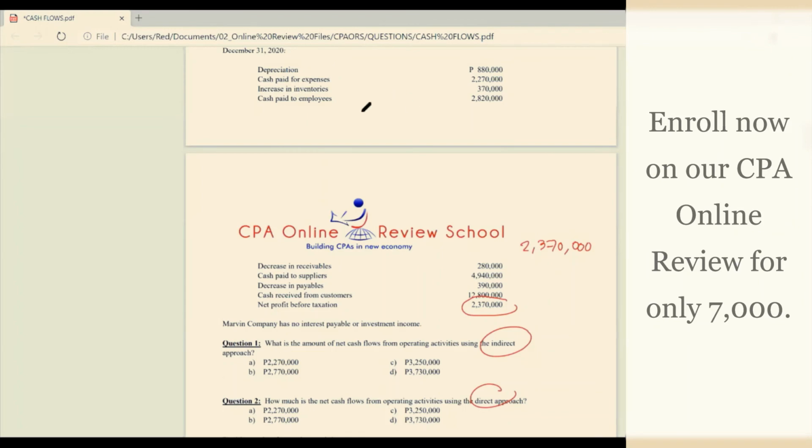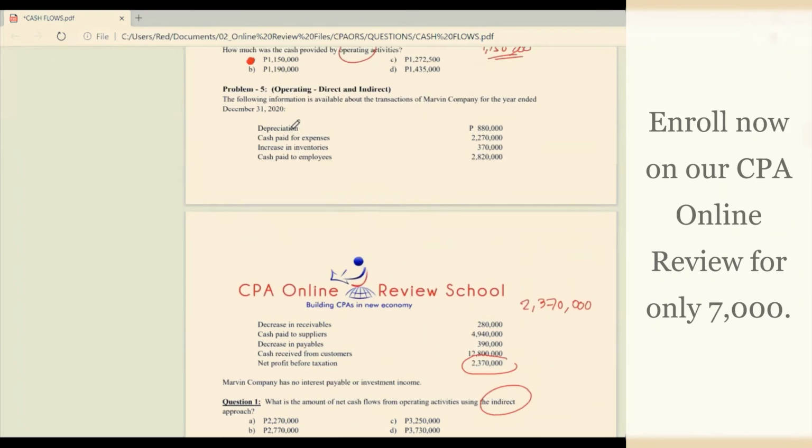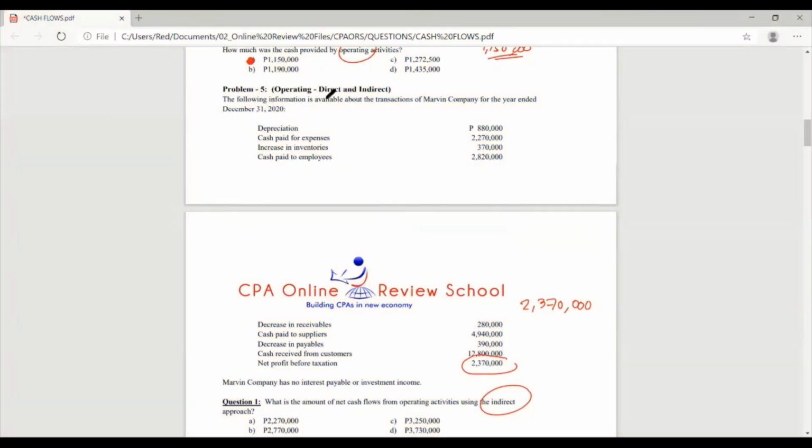Ano yung non-cash expenses mo dyan? From your given, yung given natin. The following information is available about the transaction of Marbit Company for the year ended December 31, 2020. So from your given, alin dyan si non-cash expense? Itong depreciation. Kasi wala ka namang nilabas na cash na mag-record ka yan. Therefore, ibalik mo siya. Si 880,000. Okay? Meron pa bang non-cash expenses and non-cash income? Wala na. Okay, so okay na yan.